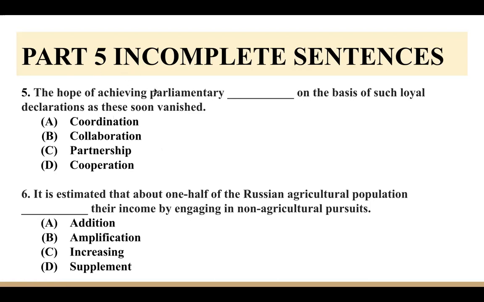The hope of achieving parliamentary. So the context is all about parliamentary, right? If we choose coordination, I think it's not that fit for this blank, just because coordination is all about movement of the body. The coordination of that body movement, that's it. Collaboration is all about, like, an organization that has mutual collaboration here, or even partnership here.